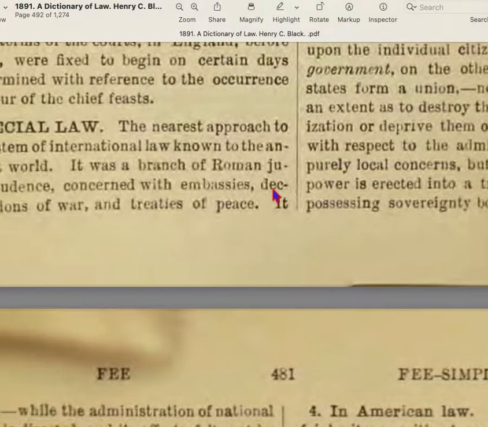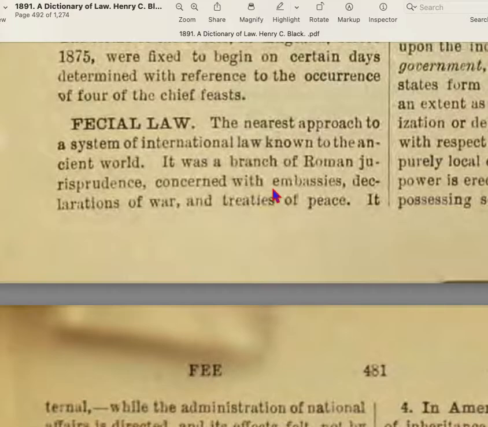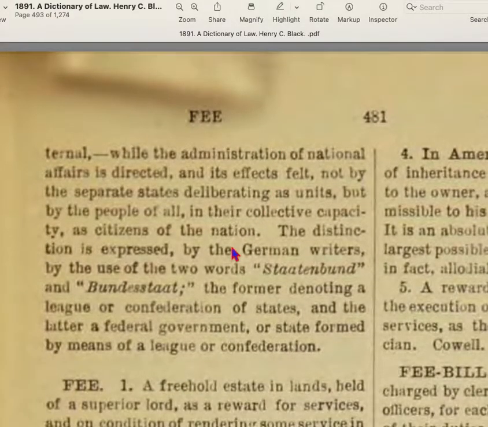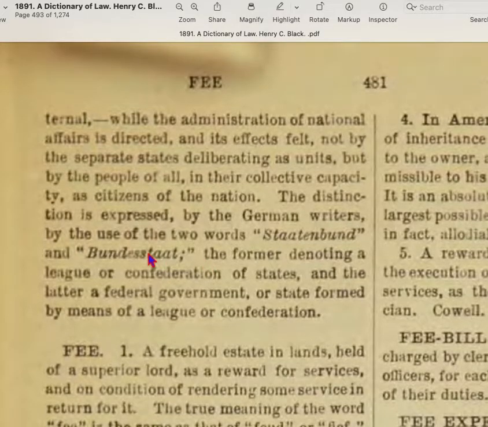Okay, so there's only a very, very small amount of sovereignty given to the federal government, and that was originally done in the Articles of Confederation and then later reauthorized by amendment to the Articles of Confederation called a constitution. The distinction is expressed by the German writers because at one point in time, the Germans had a militarized central government, which over time changed into the same thing that we have now.